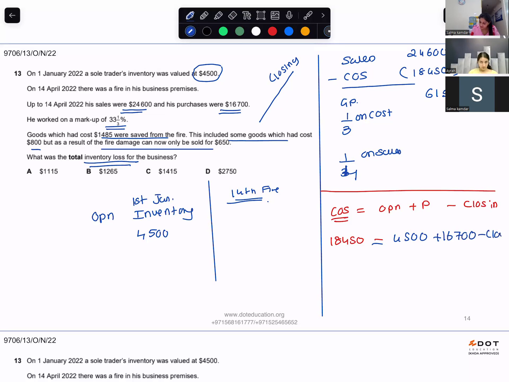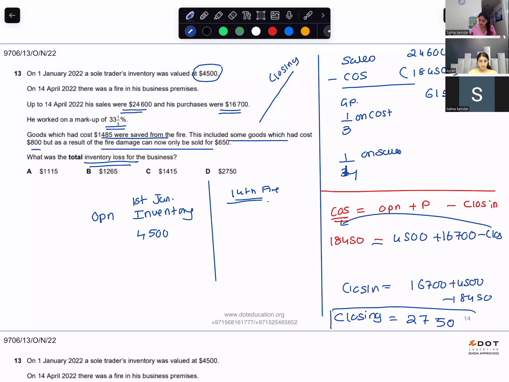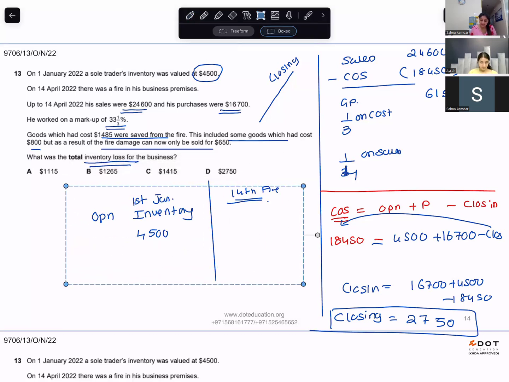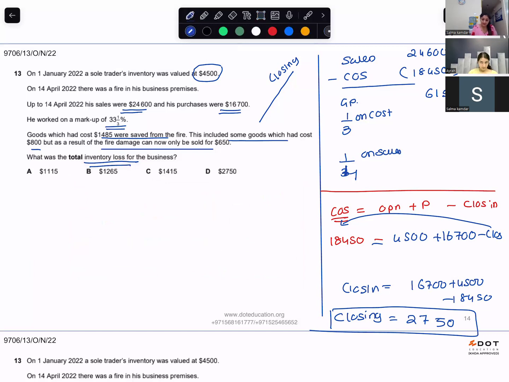So my closing inventory would be 16,700 plus 4,500 minus 18,450. So your closing inventory is how much? 2,750. You're sure, right? Okay, fine. Now, this is the inventory that is in your godown on the date of fire.